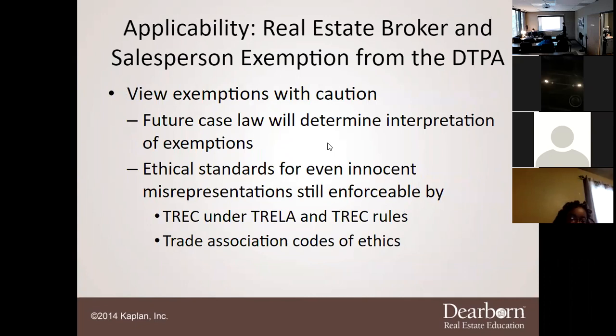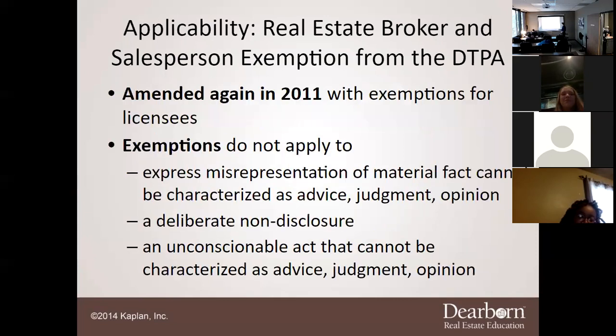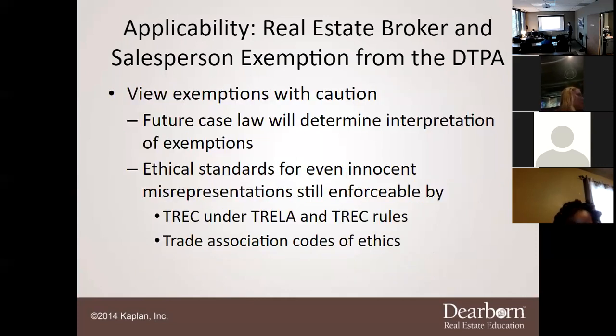But view these exemptions with caution, because future case law will determine interpretation of exemptions. So if law changes, it might determine the way that we actually are exempt again. It changed, as you can see, in 2011, which really wasn't that long ago. They like to change laws all the time. So if something does change, then so might our exemptions. And also ethical standards for even innocent misrepresentations are still enforceable by TREC and the Trailer.